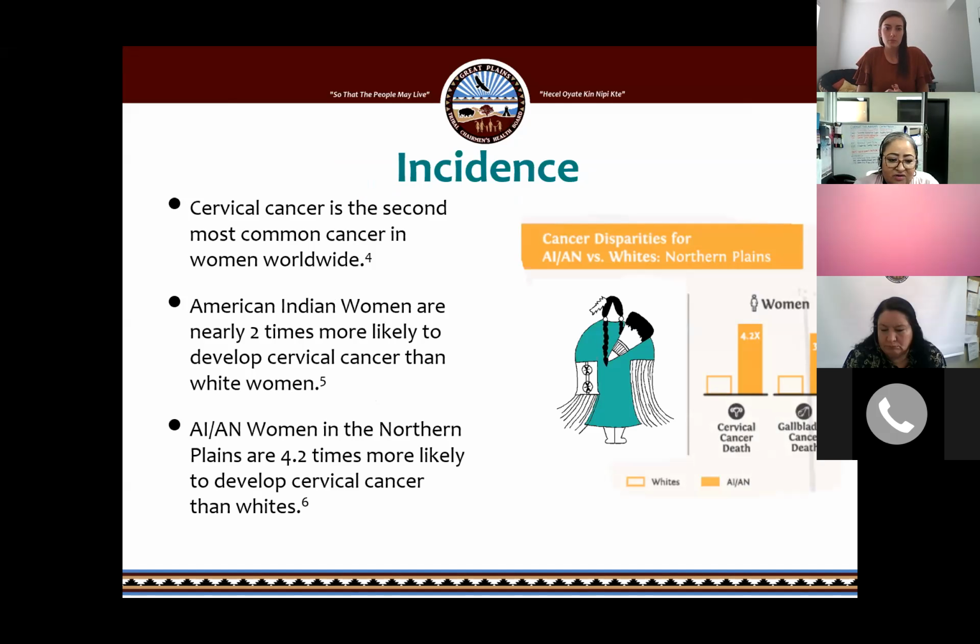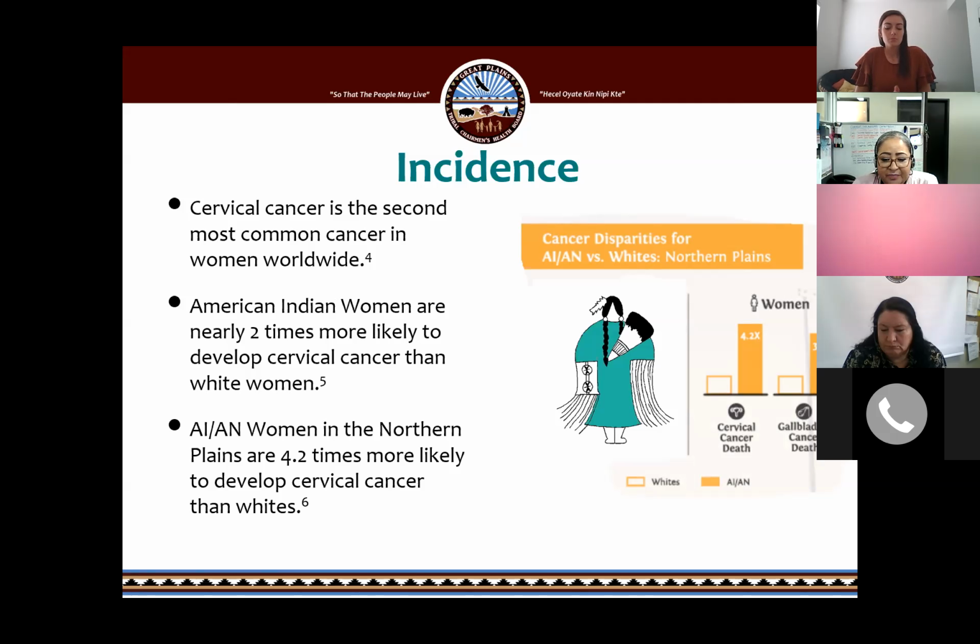Cervical cancer is the second most diagnosed cancer in women worldwide. However, it is extremely preventable through the practice of regular screening. Overall, American Indian women are nearly twice as likely to be diagnosed with cervical cancer as white women. This disparity continues to grow as we focus on the mortality rate from cervical cancer of American Indian and Alaskan Natives nationwide to the region in which the Great Plains is contained. In the Northern Plains, American Indian and Alaskan Native women die from cervical cancer at a rate that is 4.2 times higher than whites.